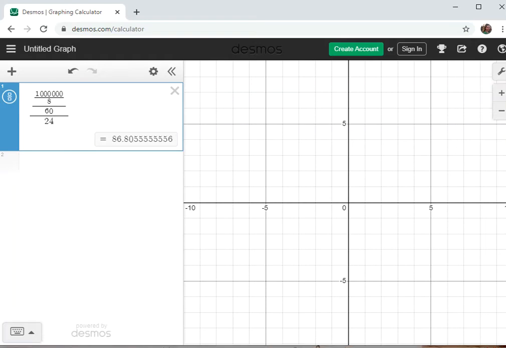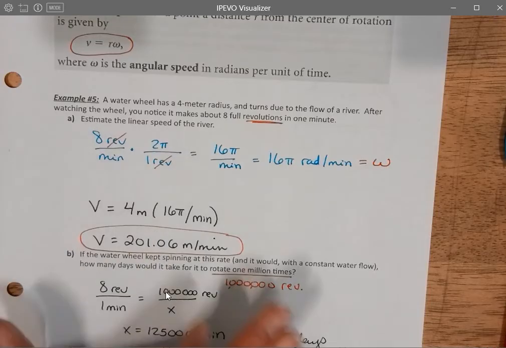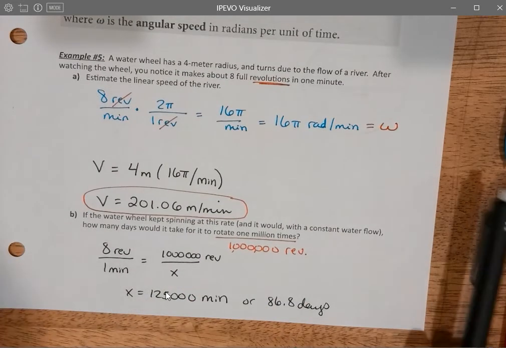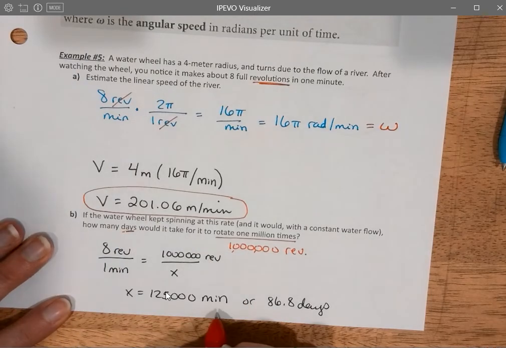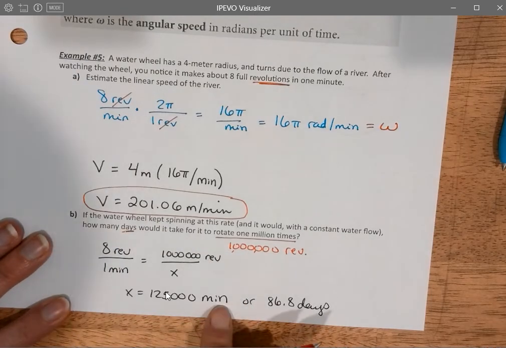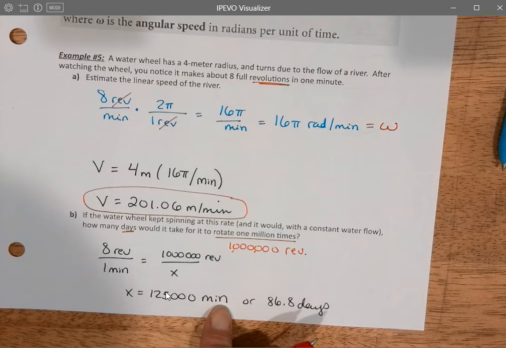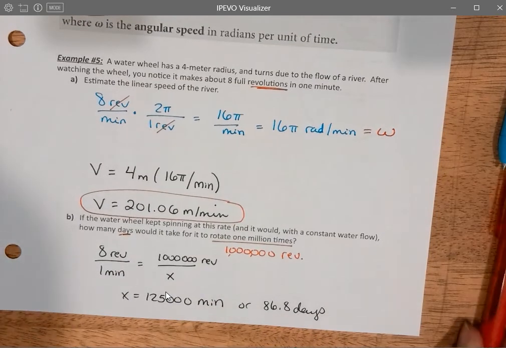All right, so to answer our question, how many days? Oh, I forgot that even asked me about days. Good thing I converted to days. I had it in minutes, so of course, there are 60 minutes in an hour, so I divide by 60 to get it into hours, and then there are 24 hours in a day, so I divide by 24 to get it into days. 86.8 days for it to rotate 1 million times.